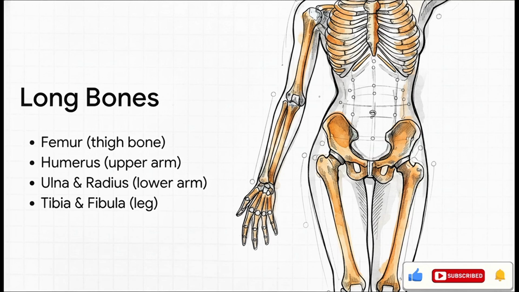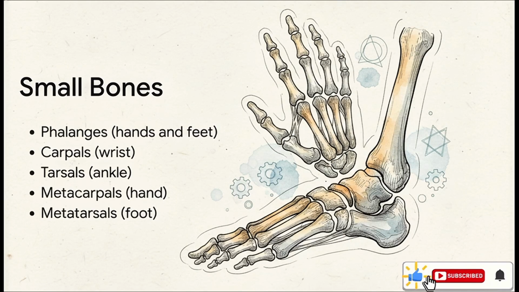For biology, it's super important to notice the difference between the everyday names we use, like thigh bone, and the proper anatomical labels, like femur. Now go ahead and literally wiggle your fingers and toes for a second. Right now, you are using your small bones. The very tips of your digits are made up of these tiny bones called phalanges.